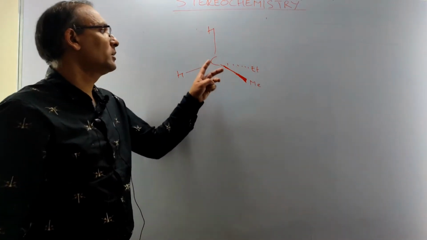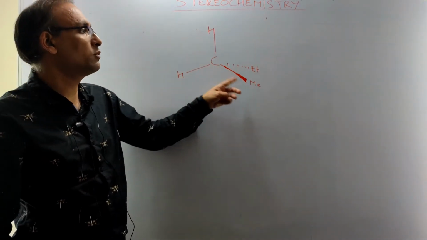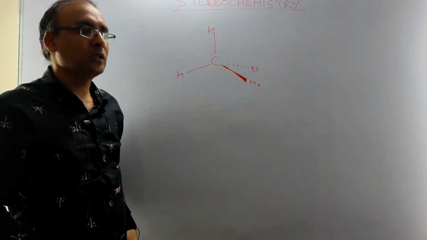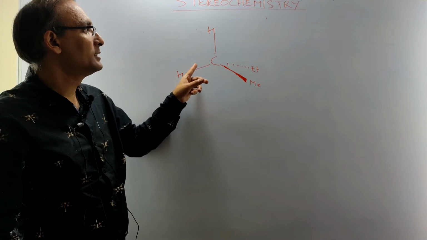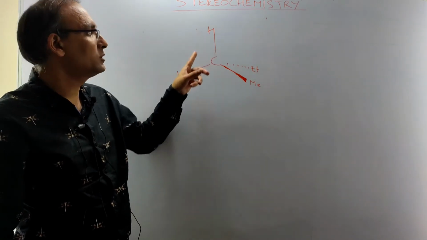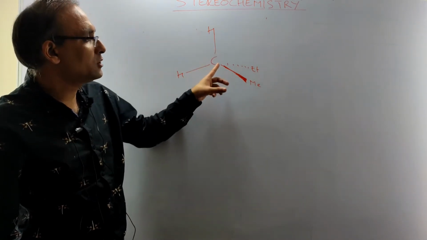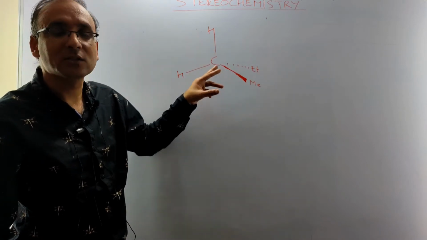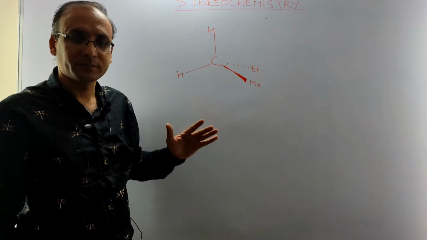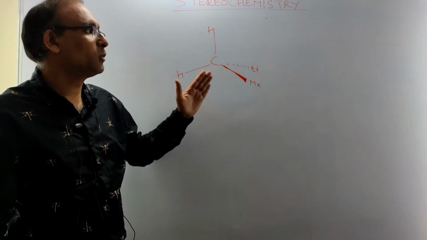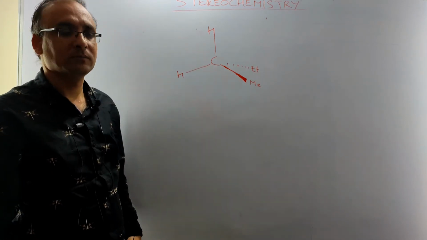So this is a molecule, it has four substituents, 2 hydrogens, 1 methyl, 1 ethyl. Now this molecule has 2 same substituents. This carbon has 2 same substituents. So there is not one carbon present here which has all the 4 substituents different. So this molecule is not chiral because this molecule has a plane of symmetry.